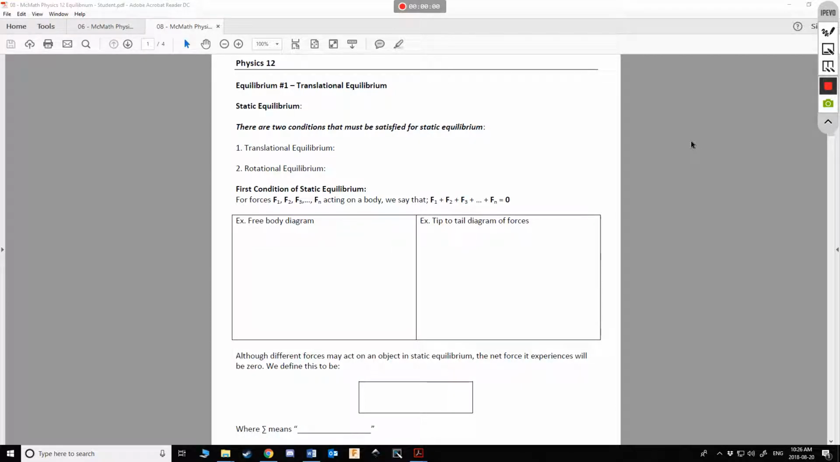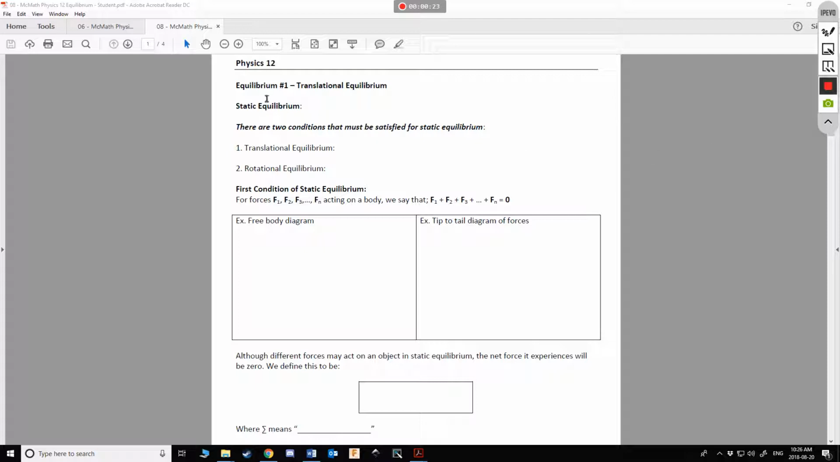Last year you learned about the topic of dynamics. And the key idea from that was that when the net force acting on an object is zero, the object will move at a constant velocity or have uniform motion. However, if the net force was not zero, it means the object will accelerate.